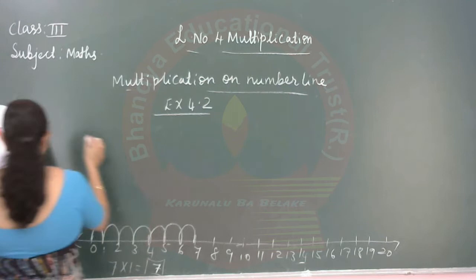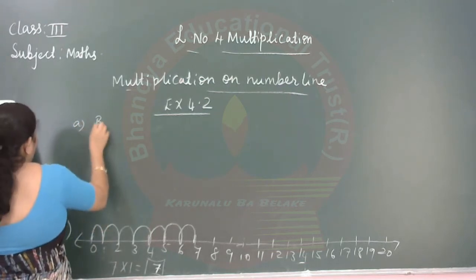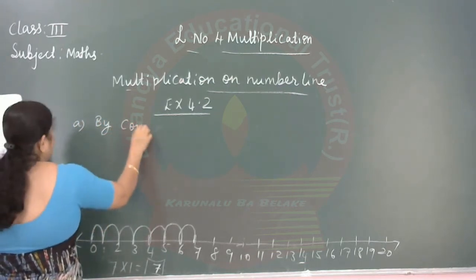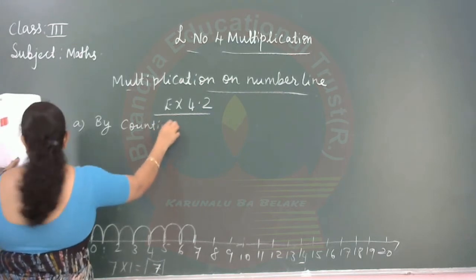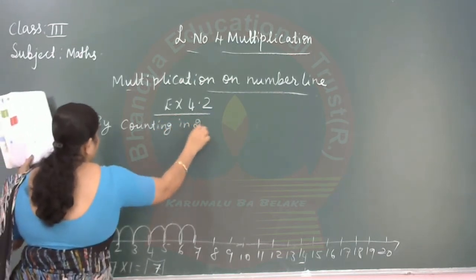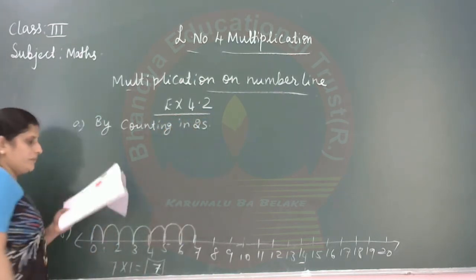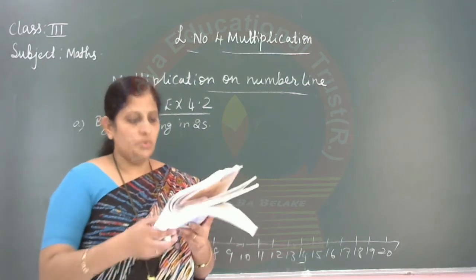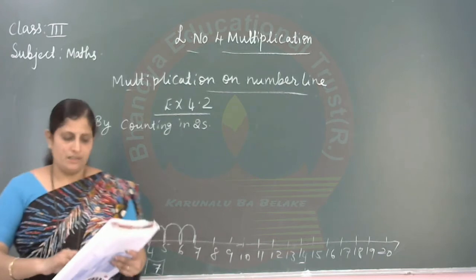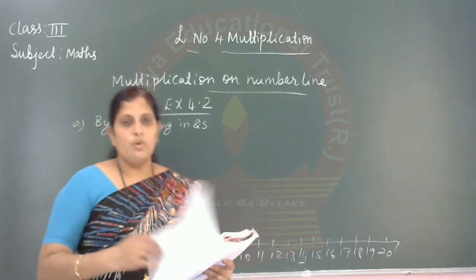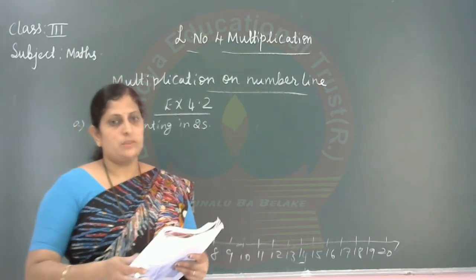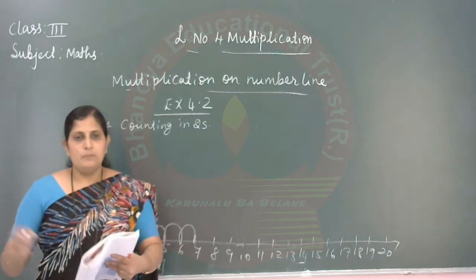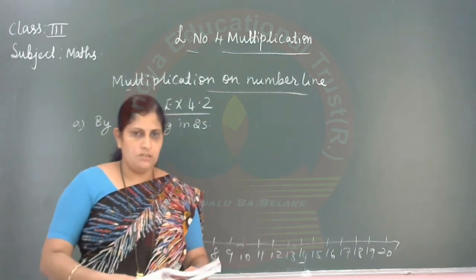First main is by counting in twos. Before going to this, again I am reminding you. You have to complete this exercise 4.2 first main. Exercise 4.2 first main. Complete it in your textbook itself.